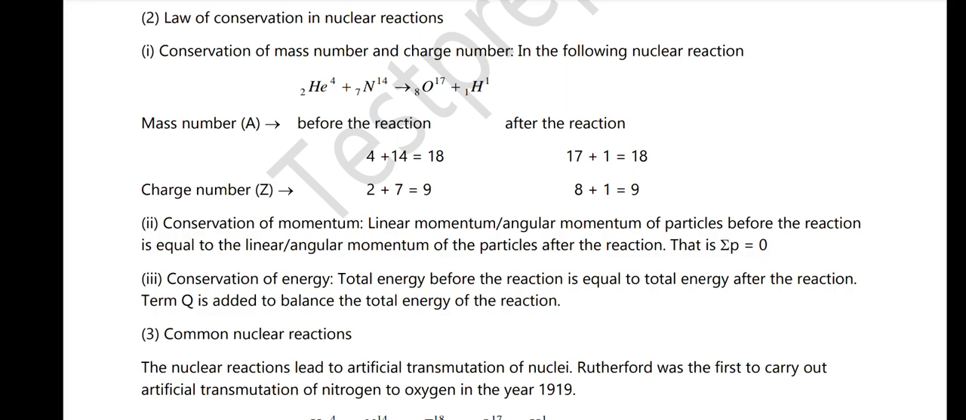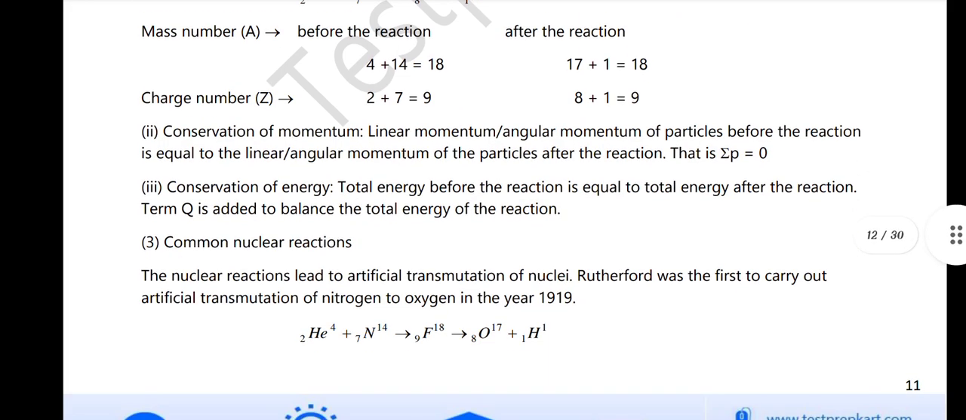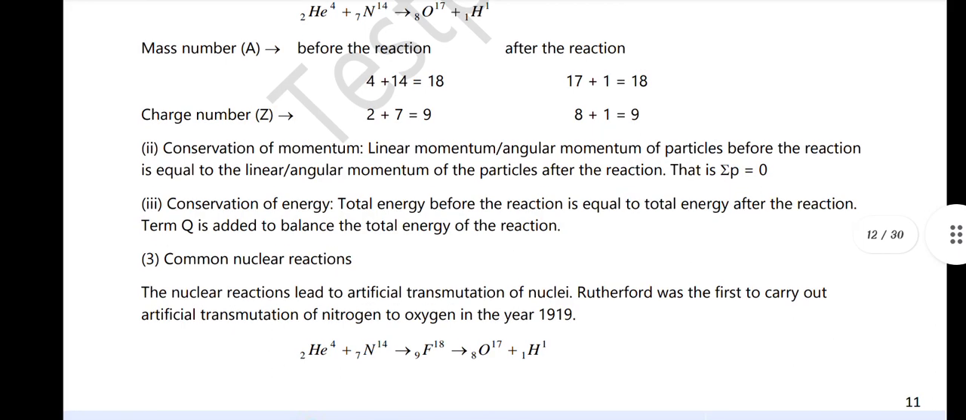Now 4 plus 14, where 4 is the helium value, will be 18 in this given reaction. It is helium 4 with 2 and nitrogen 14 with 7. 4 plus 14 is equal to 18. Here 17 plus 1 is equal to 18, where 17 is the oxygen. So I think you understand.